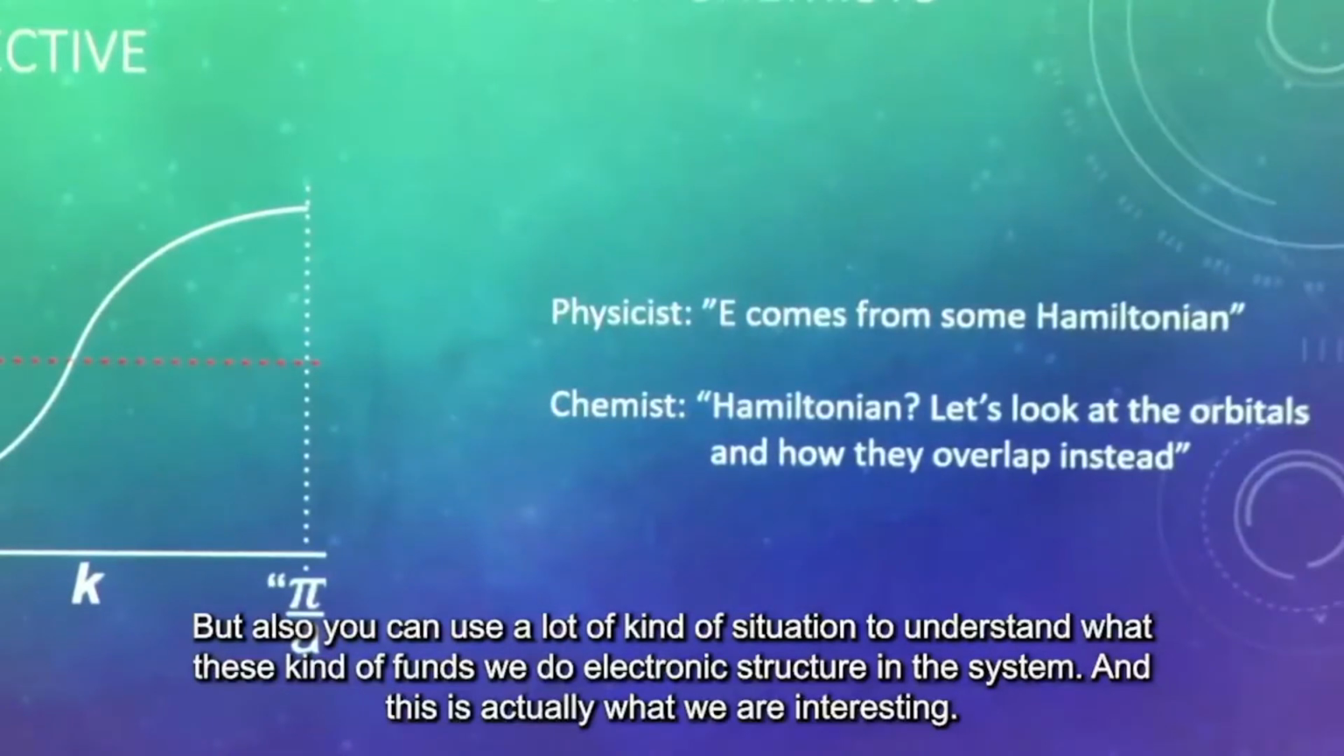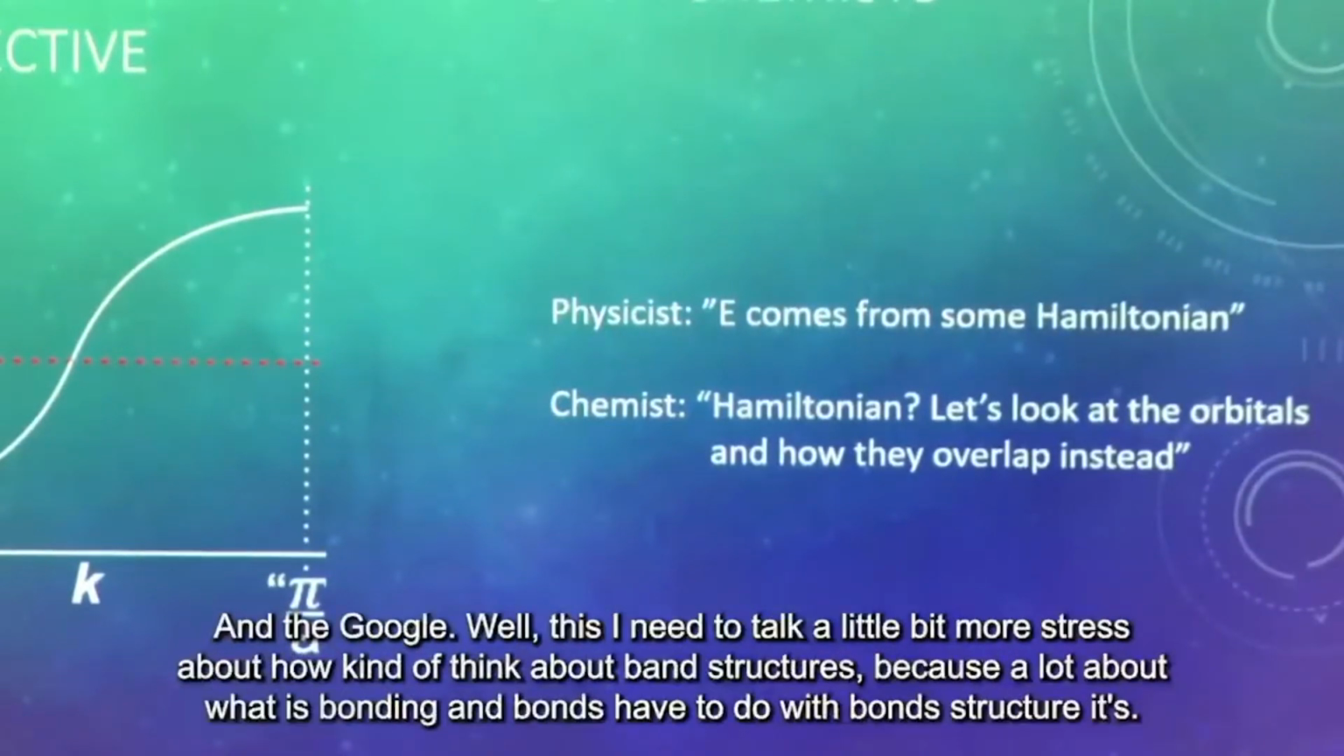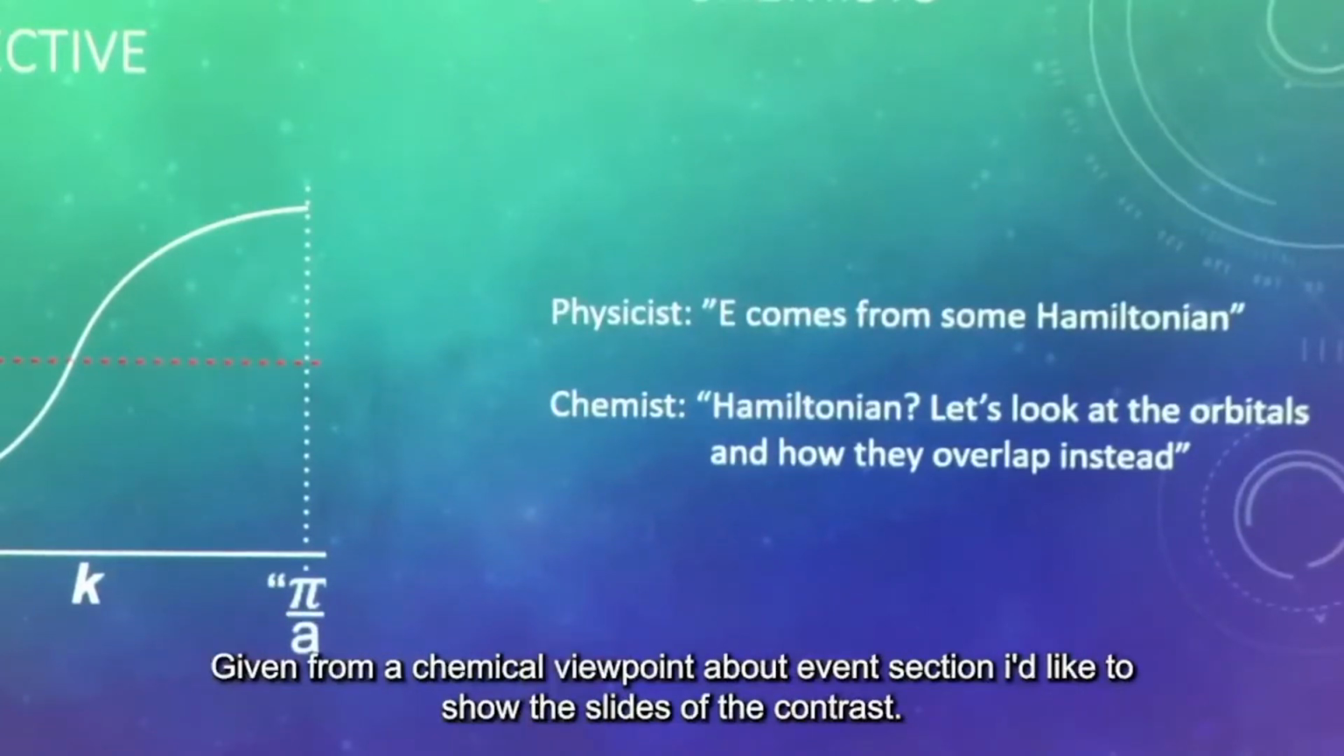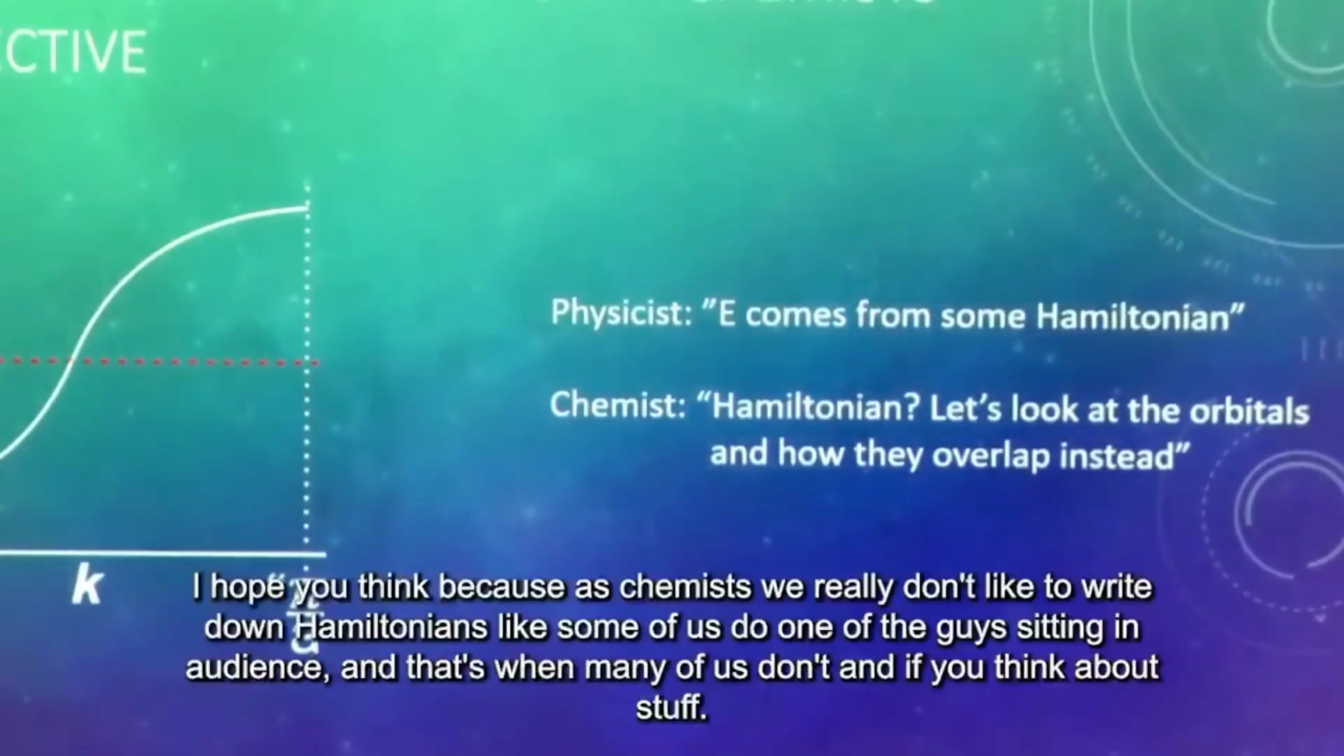For this, we need to talk a little bit first about how chemists think about band structures, because a lot about what is bonding and bonds have to do with band structure is given from a chemical viewpoint. And I like to show the slides of the contrast and how we think, because as chemists, we really don't like to write down Hamiltonians. And some of us do. One of the chemists sitting here in the audience does, but many of us don't.